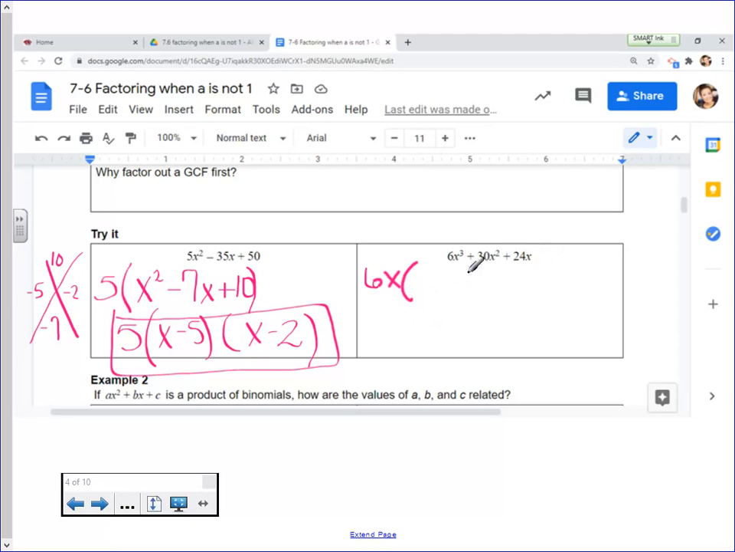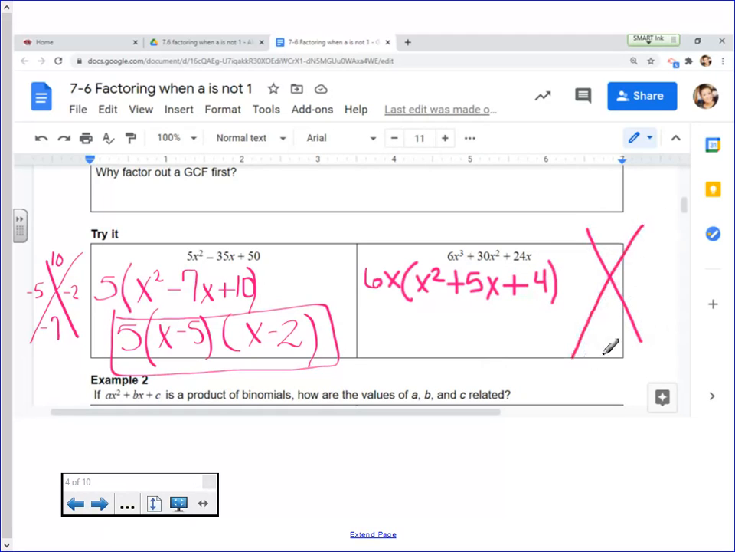Now I'm going to divide. 6 divided by 6, I have 1. 3 minus 1 is 2, so this one's just left as x squared. 30 divided by 6 is a +5. 2 minus 1 is just 1x. Last one, 24 divided by 6 is +4, and you have no x's with that.